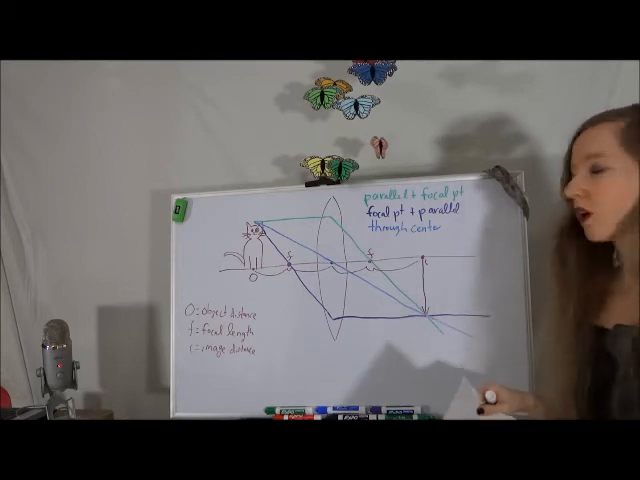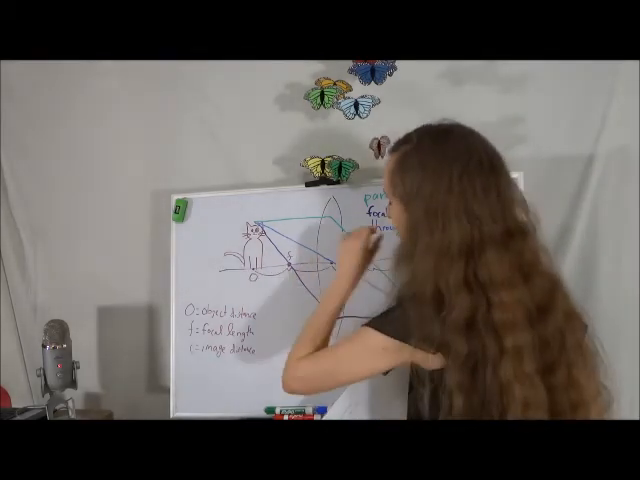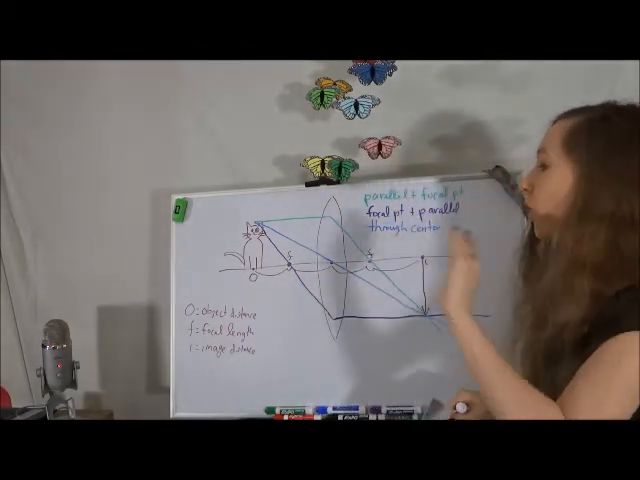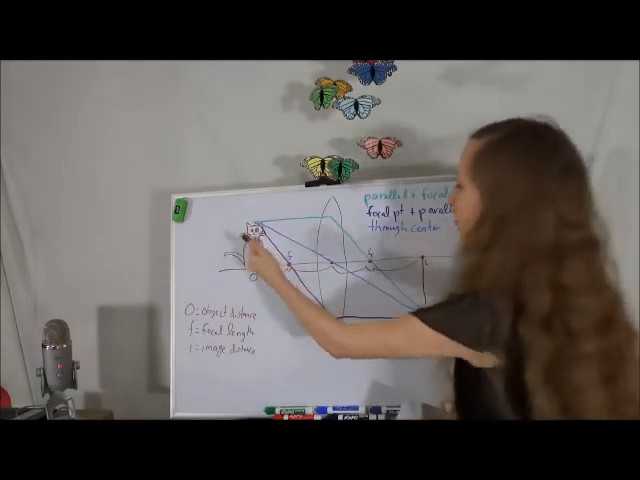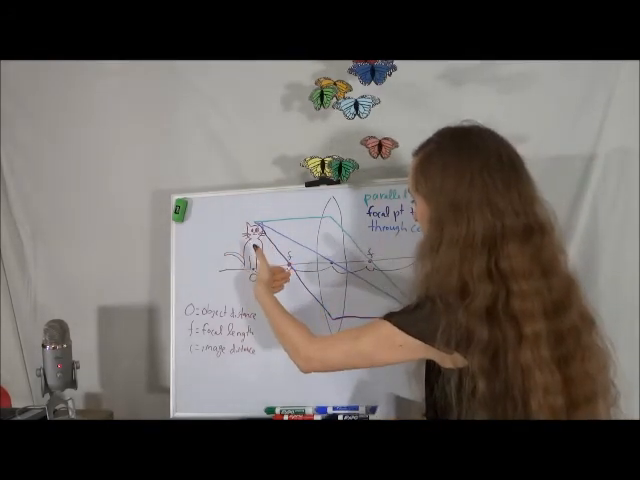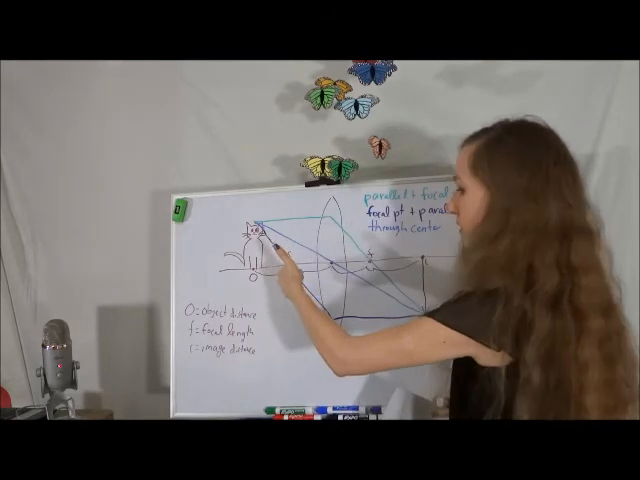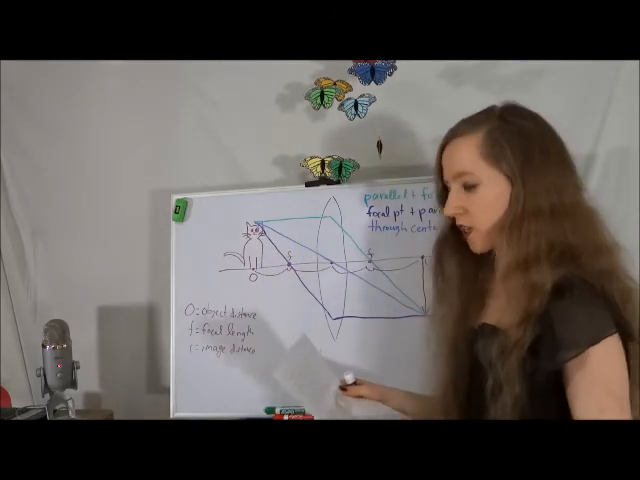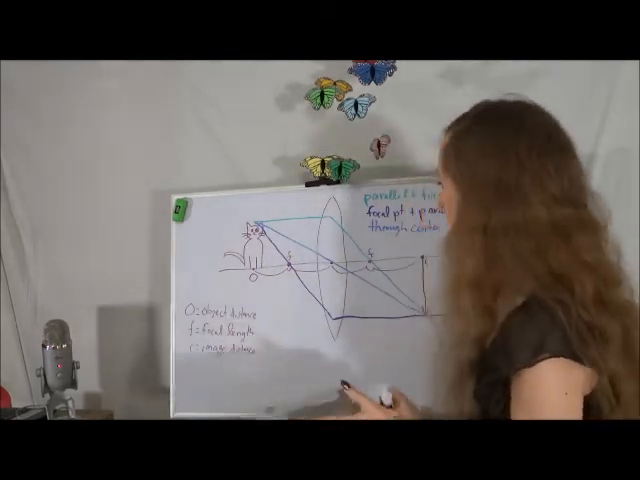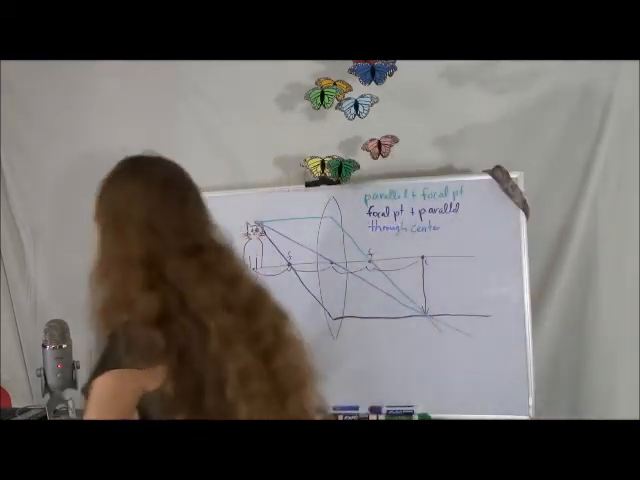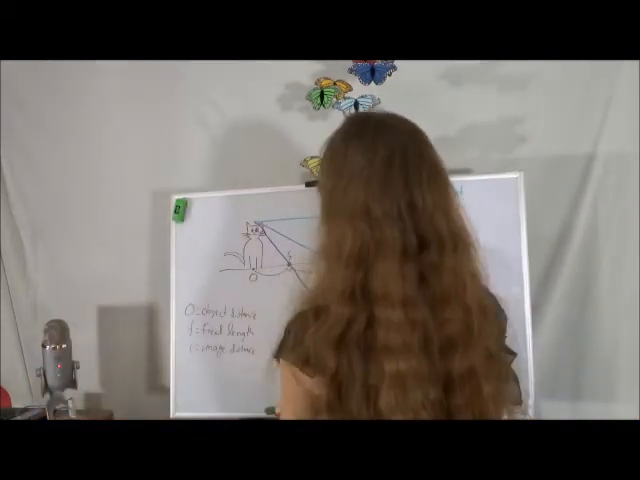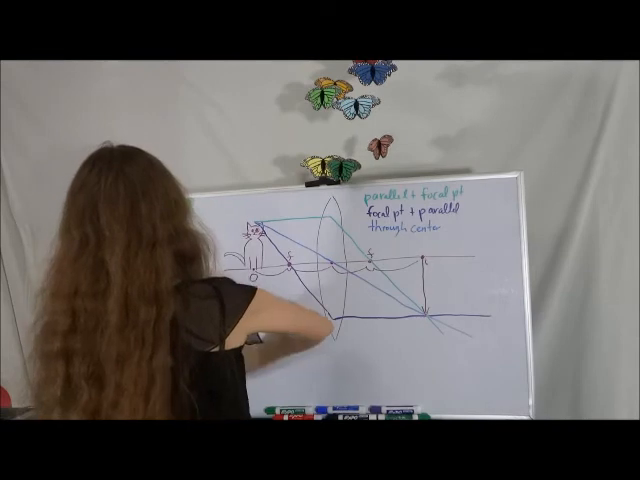All right, well, what if instead of having Cupcake out here beyond our focal point, what if she was inside that blurry range? What would our situation look like then? That's where things start getting a little bit tricky. So let's try this.